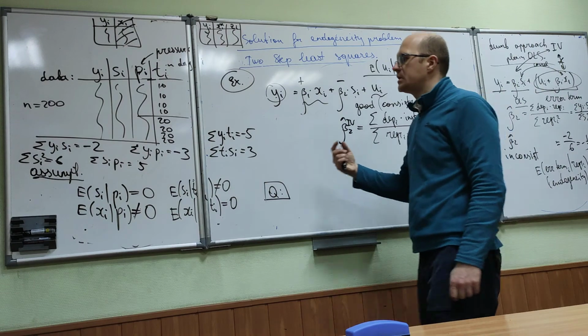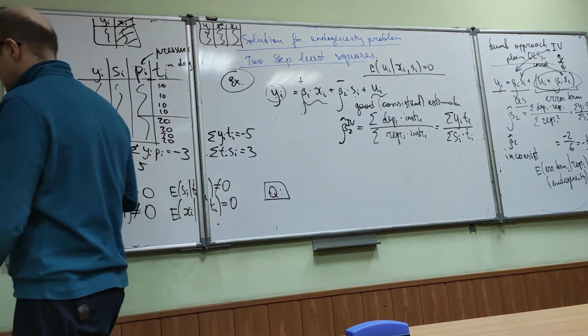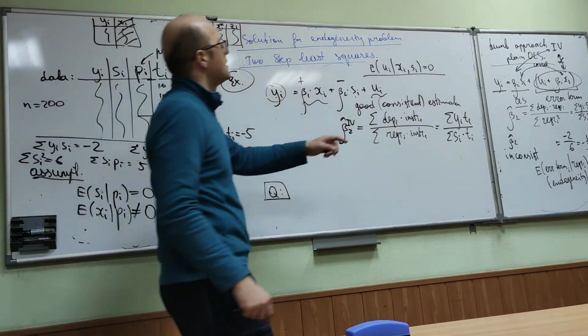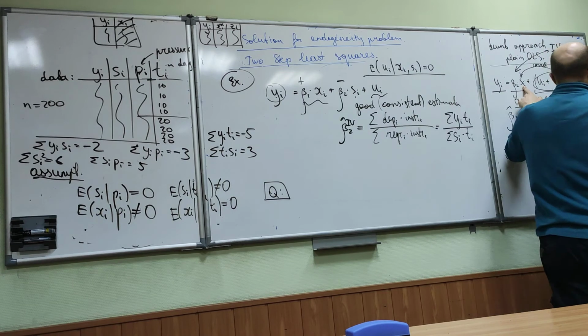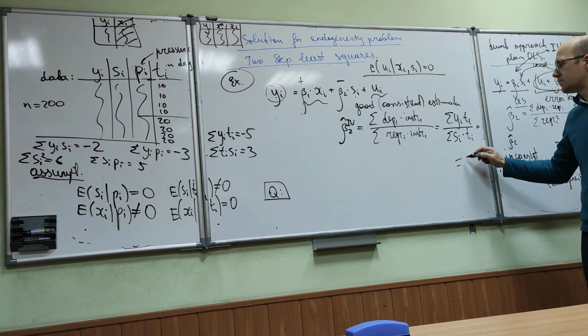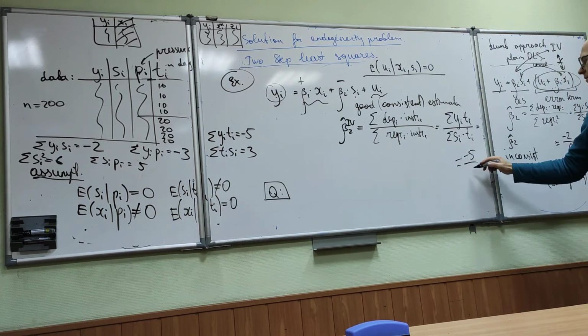Once again, what are the properties of an instrument? An instrument should be correlated with the bad regressor which enters our model. In our model we have S. We have data on S. We have no data on X. X cannot be a regressor in our model. So this is minus 5 divided by 3.